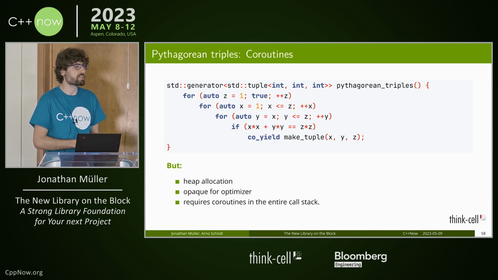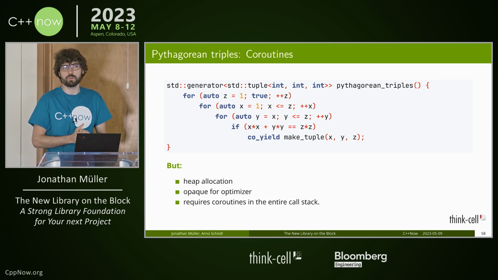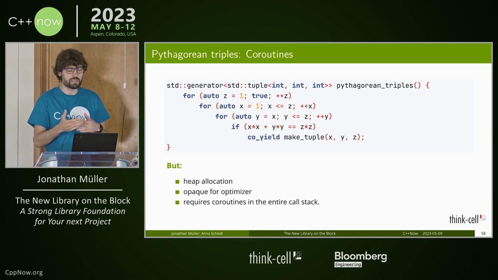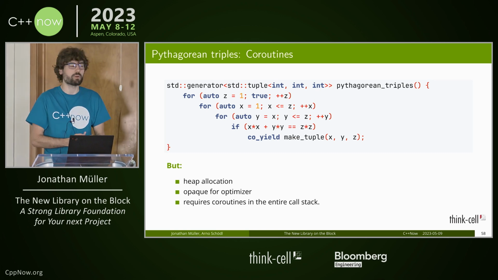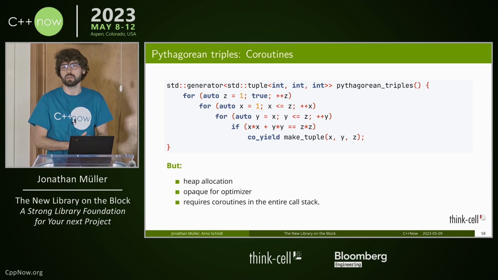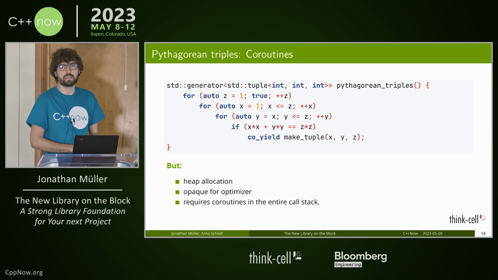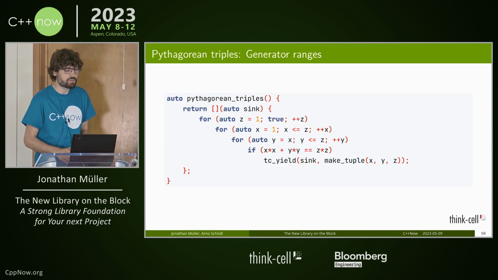They require heap allocation unless that can be optimized away. The compiler, like it's a bit opaque for the optimizer because it's split into multiple functions. It's still a state machine fundamentally. And it requires that the coroutine is in the entire call stack. So if you want to co-yield from within a lambda of a standard algorithm, you just can't do that. You have to manually write the loop or call a generator-aware standard library algorithm, which is a bit annoying. So I think we have generator ranges.